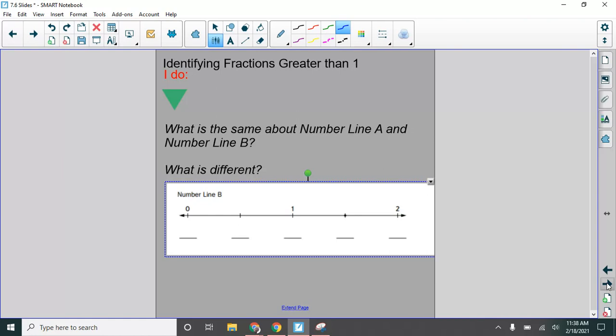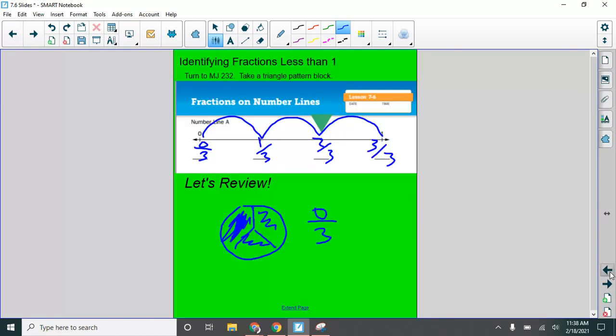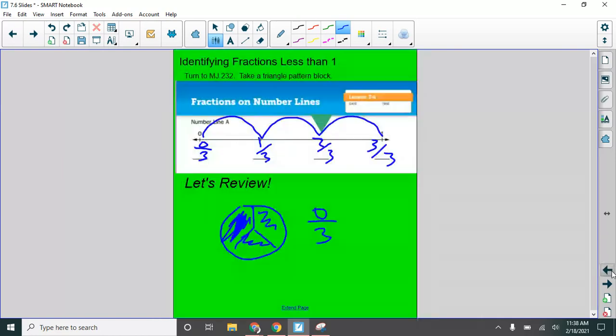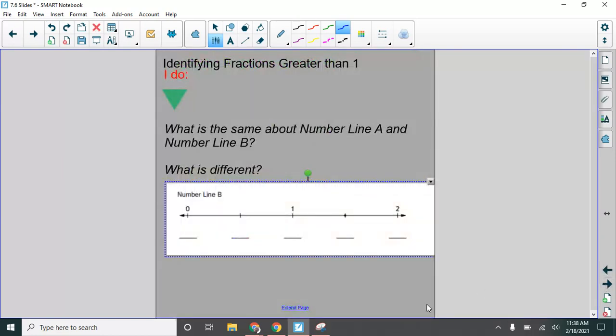All right, they both start at 0. They both are broken into parts. They both have these little hash marks here that split them up. They both have a 1 on them. But now what I want us to do, because there's something that is very different. In fact, there's two things. Tell me one thing that's different between number line A and number line B.